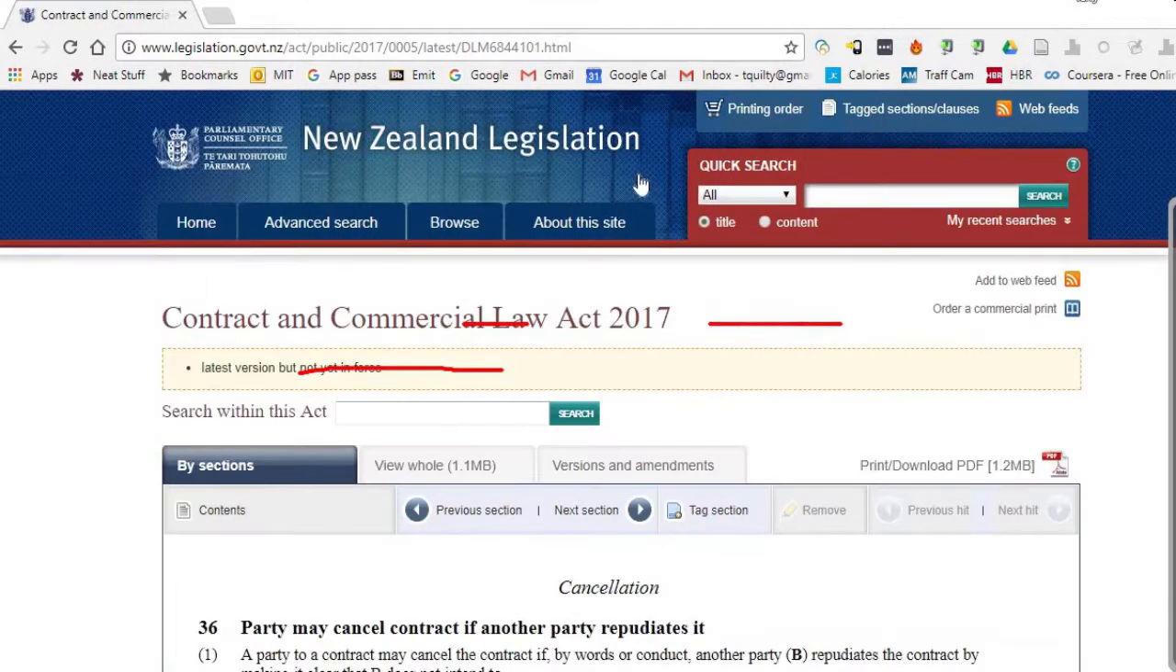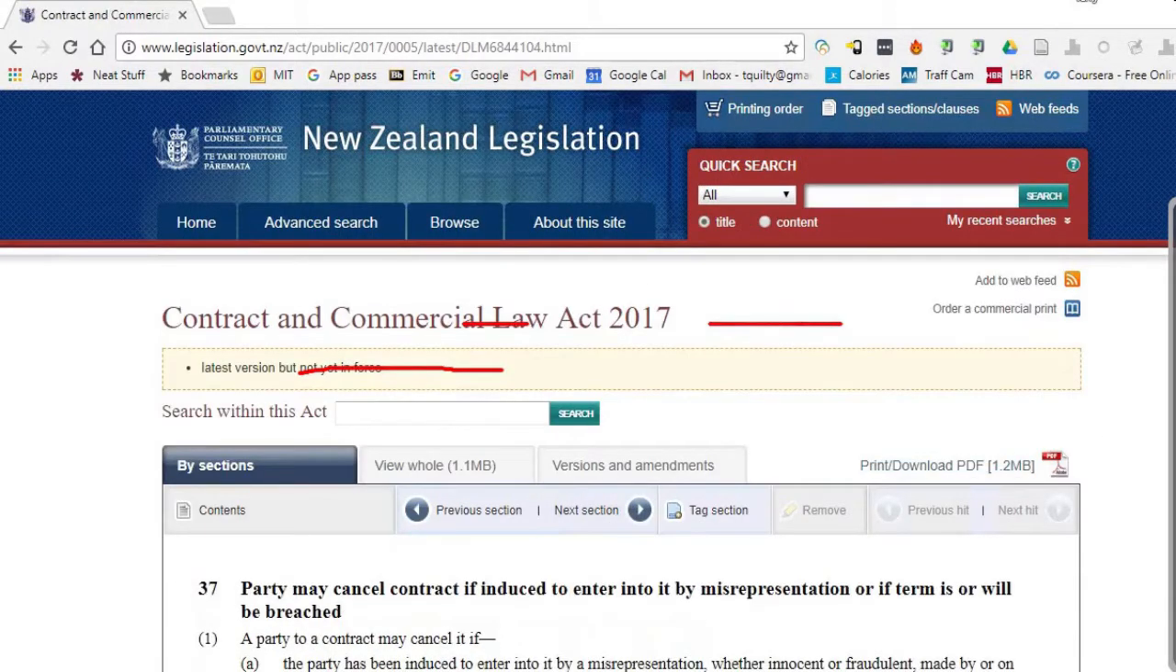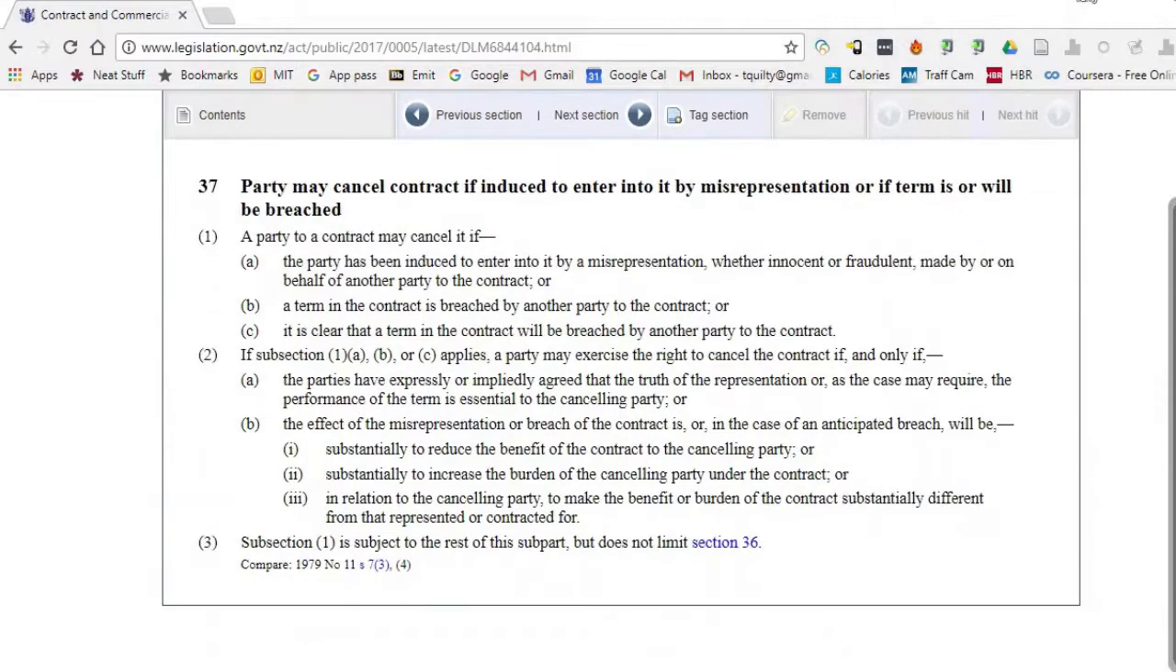Now where we go next is to turn to section 37. We're going to look at, can we get cancellation? So can we cancel the contract? Well, as I mentioned earlier, the first step is the same. Induced by a misrepresentation made by or on behalf of another party to the contract. So that's exactly the same issue.